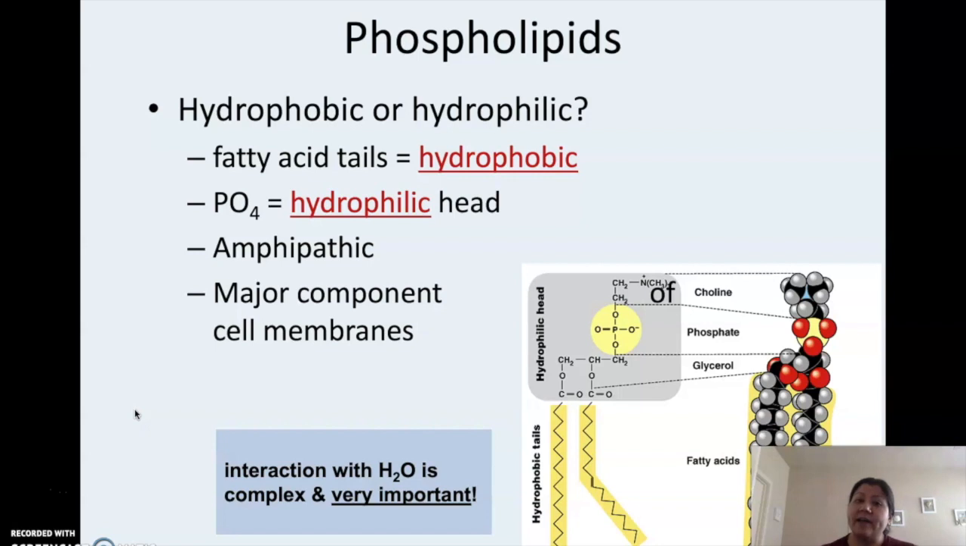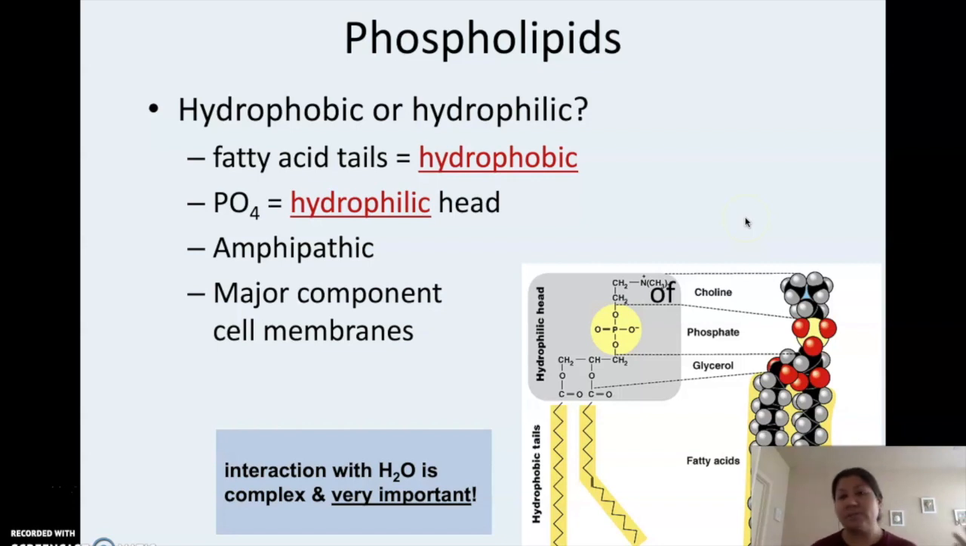So the only fat that I really want to talk about, the only lipid I want to talk about, is a phospholipid. A phospholipid is part of our cell membrane, and we'll talk about cell membranes when I talk about cell transport. But it's really important to remember that our phospholipid has a hydrophobic tail and a hydrophilic head. That makes it amphipathic. And that's really important with our cell membrane because it allows only certain things in or out of our cell membrane.